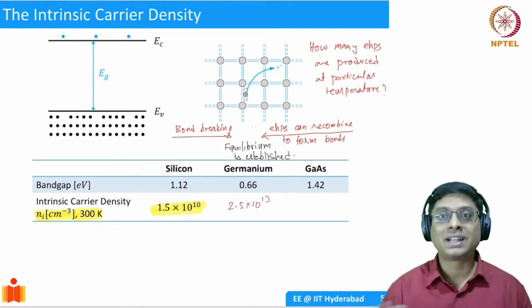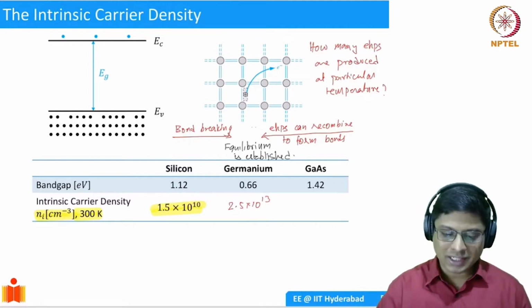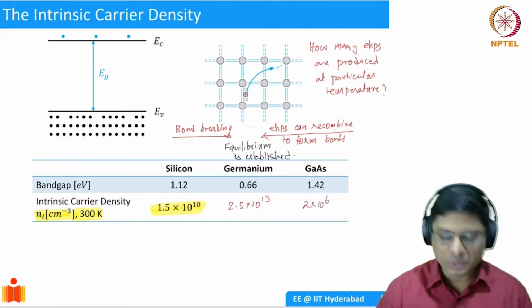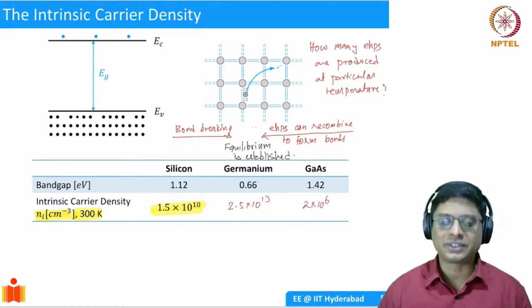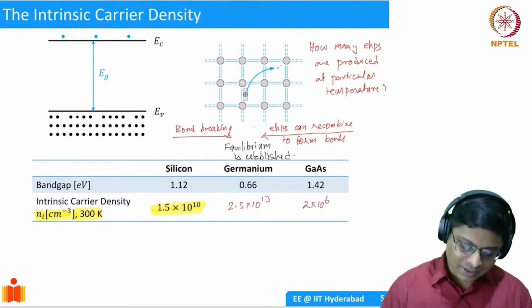Then what about gallium arsenide? Gallium arsenide has a higher band gap. So by applying the same logic, gallium arsenide should have lower carrier density. And in fact, it turns out to have 2 into 10 power 6 as the intrinsic carrier density. So remember, whenever we are saying Ni, Ni is the intrinsic carrier density.